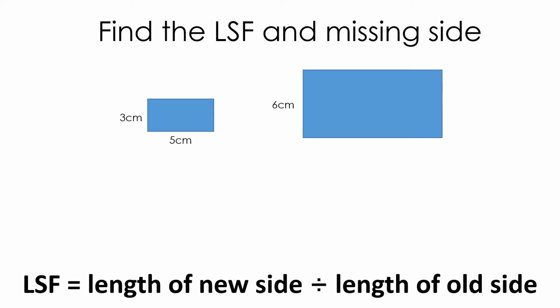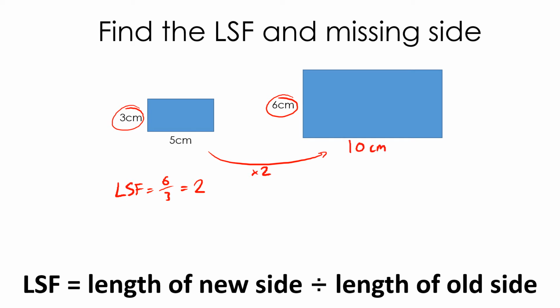So the main use of the LSF is for finding other missing sides on shapes. If you are told they are similar, then it's okay to do that. So we'll assume in the next 4 examples that we've been told these shapes are similar and that we need to find the missing side and the LSF. So here we are going from 3 to 6. So our LSF is 6/3, which is 2. And then if we want to find the other missing side, we need to times it by 2. So our missing side would be 10 centimeters. Seems fairly straightforward to me.